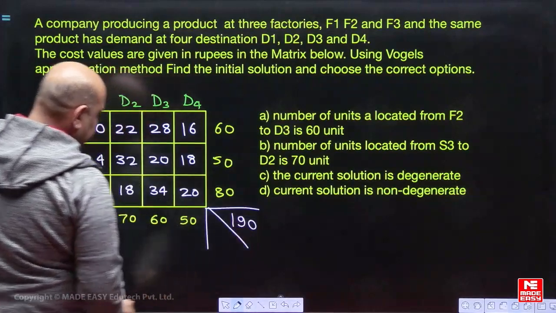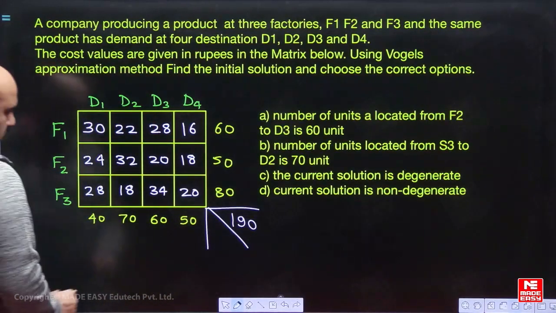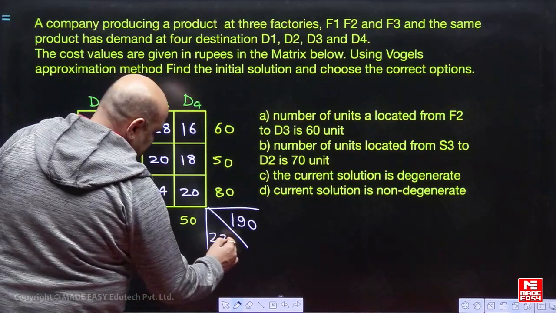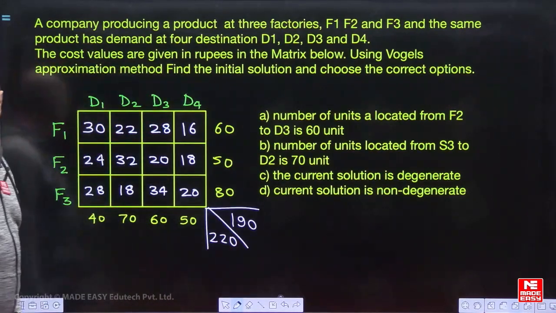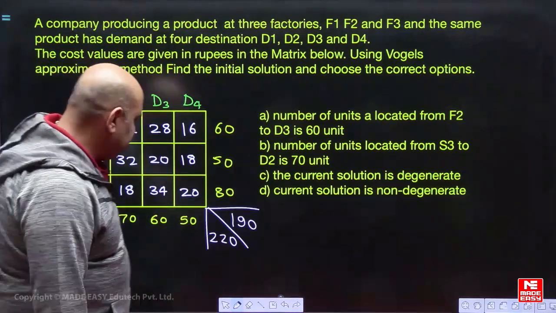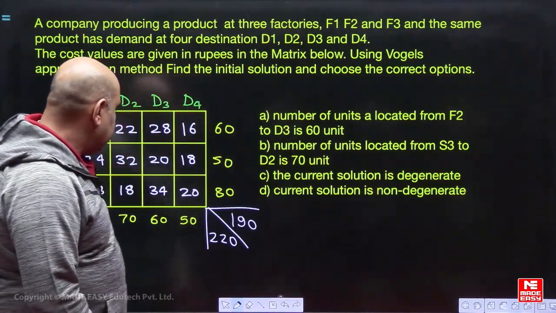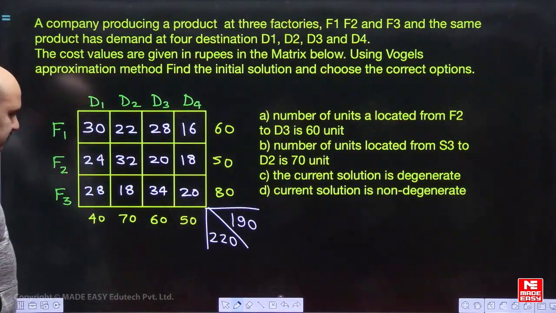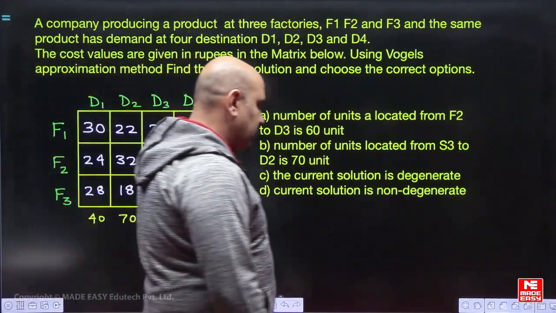Supply is 190 and the demand is 220. So see, the demand is more and the supply is less. The problem is unbalanced. A 30 units supply shortage is there. So we'll first of all balance it. We will add a factory from which we will show a supply of 30 units. So we'll first of all balance it.